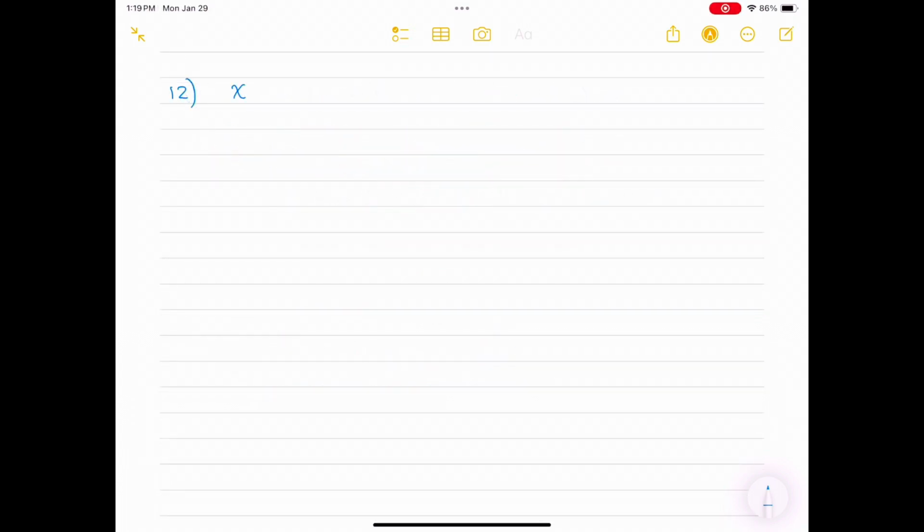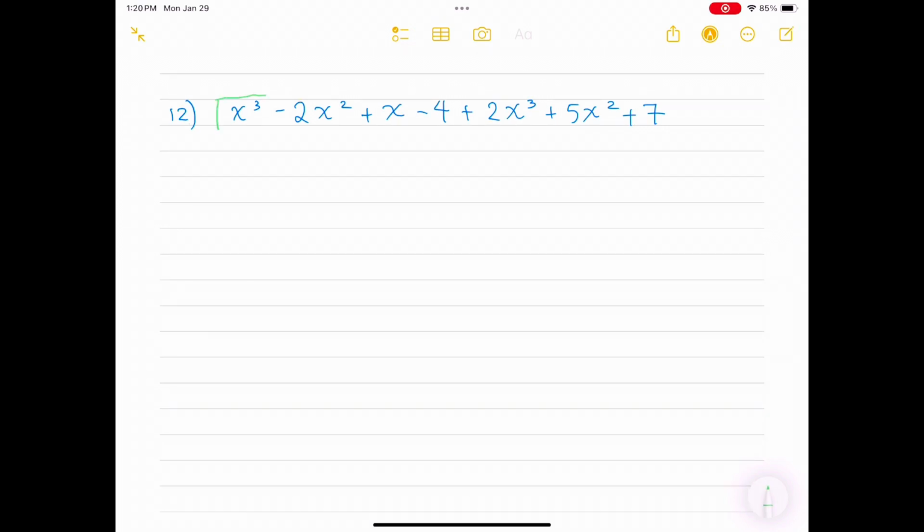Our final example, x cubed minus 2x squared plus x minus 4 plus 2x cubed plus 5x squared plus 7. Now, gather like terms and simplify, starting with the greatest exponents to the smallest exponents in order. So we have x cubed plus 2x cubed, and we write those down on the next line, giving ourselves plenty of space between lines. X cubed, or 1x cubed, plus 2x cubed equals 3x cubed.